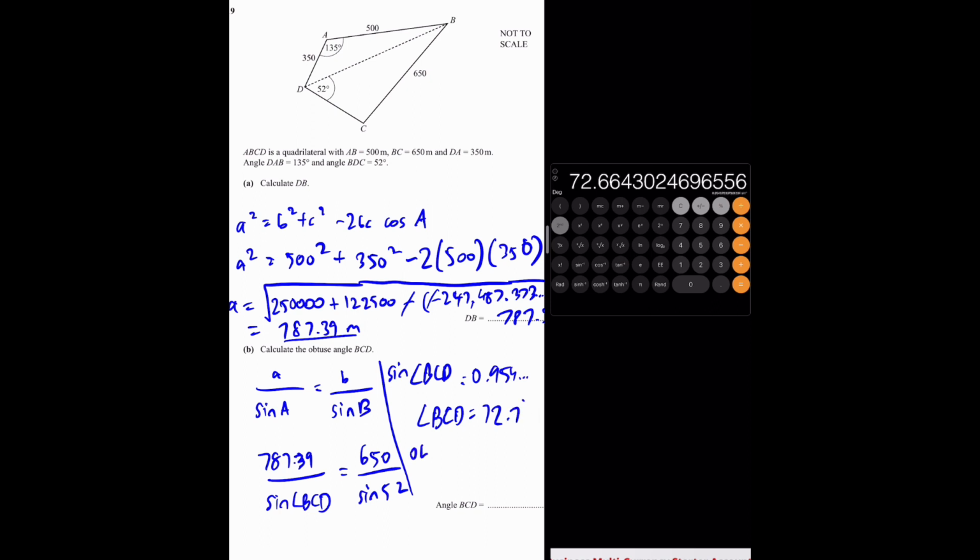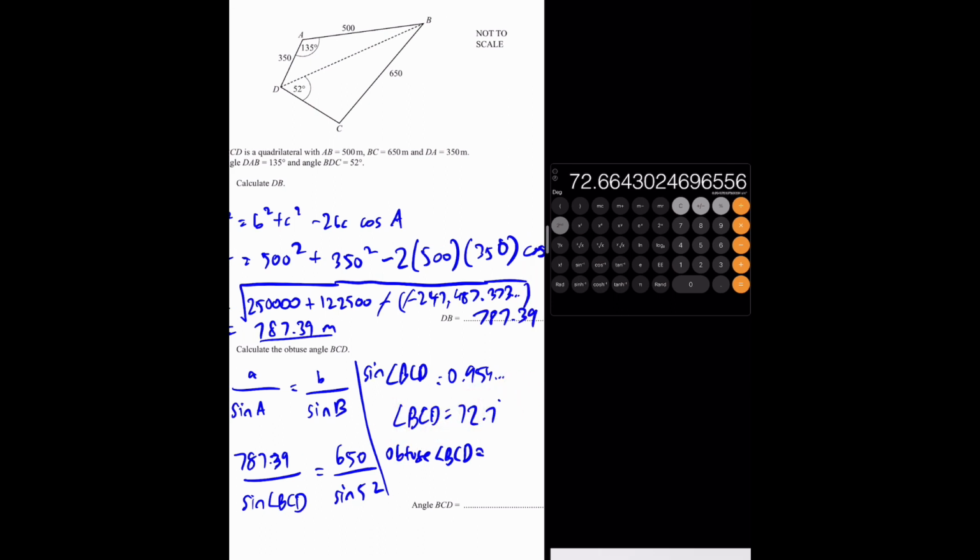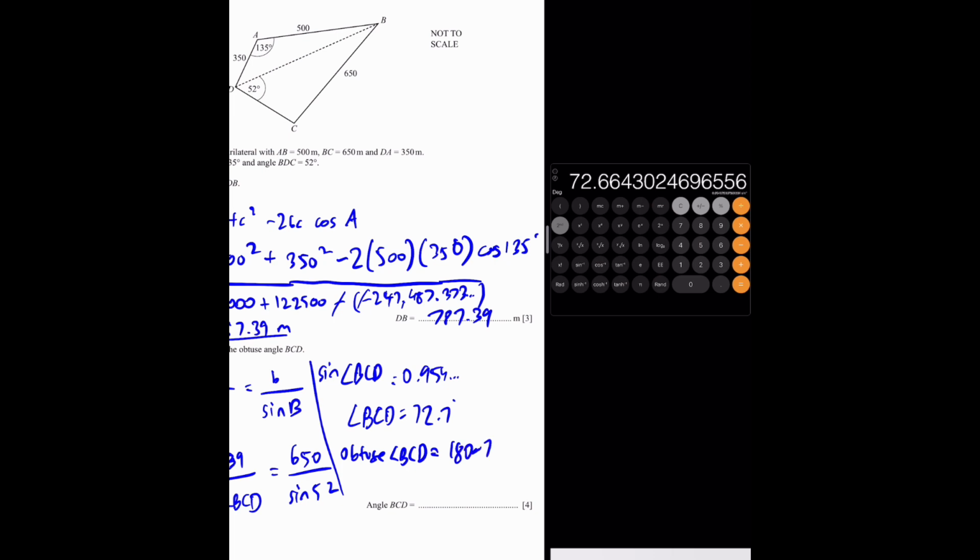Now the obtuse angle BCD, which is what we need to find, has to be between 90 and 180 degrees. It cannot be equal to 90 and it cannot be equal to 180, but it has to be between the two. So we can do 180 minus 72.7 to get the obtuse value, which could be this value, right? And 180 minus 72.7 is going to be 107.3 degrees.